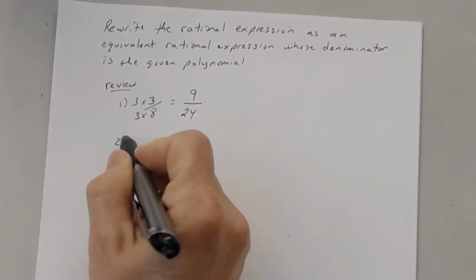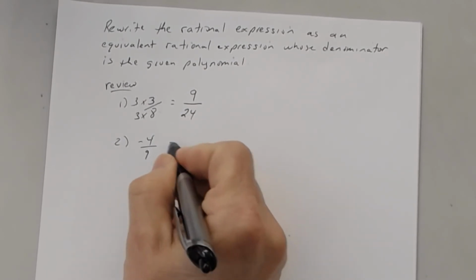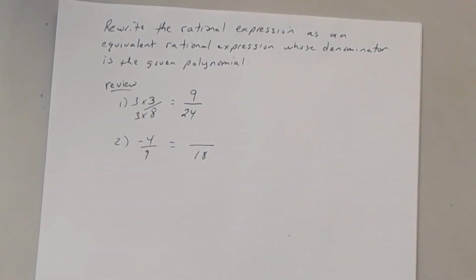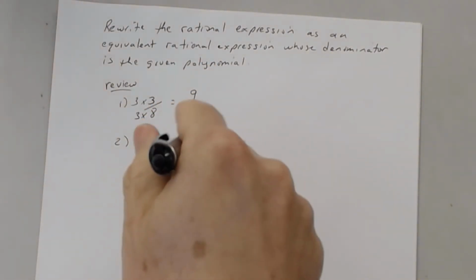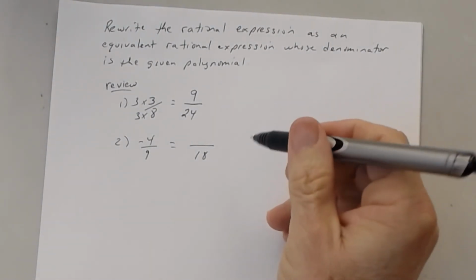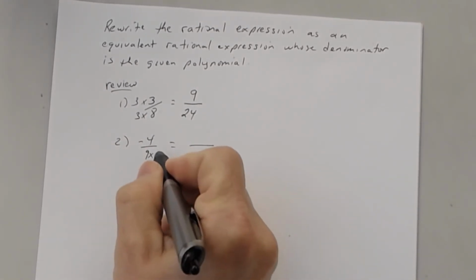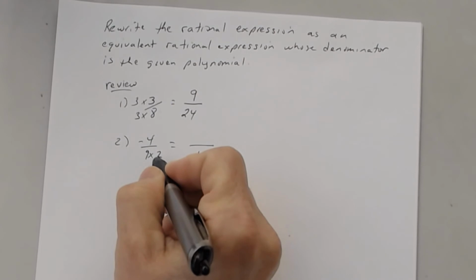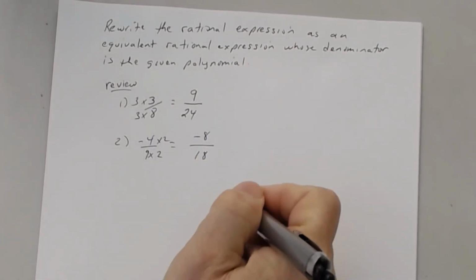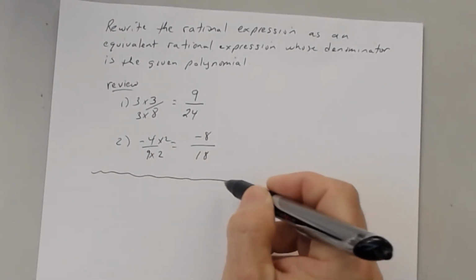All right, number 2. -4 divided by 9 is equivalent to what fraction with 18 as the denominator? So what do you think that numerator is going to be? 8? Not quite. -8. Because you said 9 times what's 18? 2. And so what I do to the denominator, I do to the numerator. So -4 times 2 is -8. Okay? All right, now let's look at those with variables.